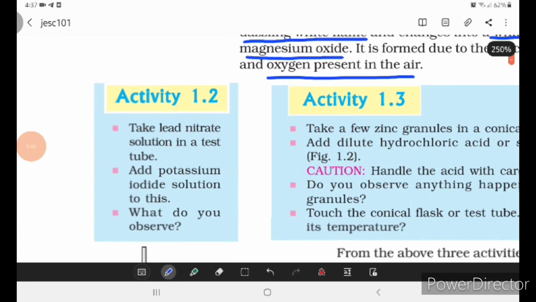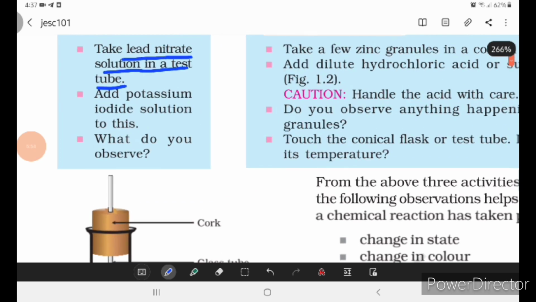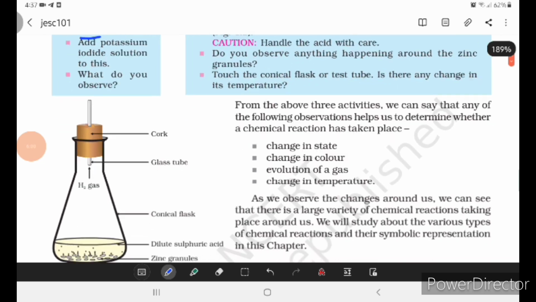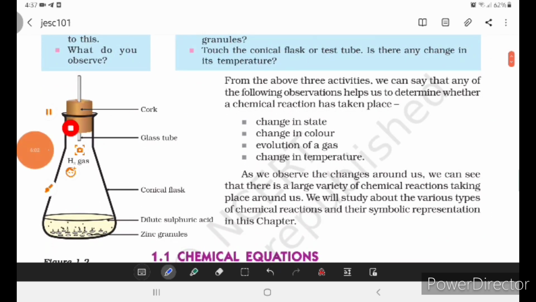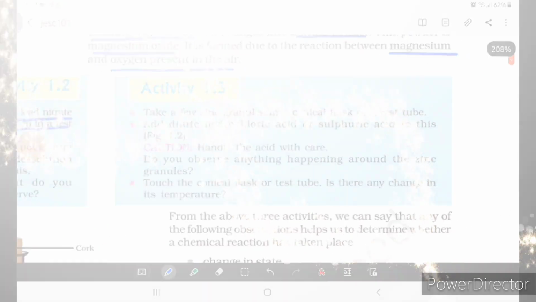Now let's see activity 1.2. Take lead nitrate solution in a test tube. Add potassium iodide solution to this. We need to take lead nitrate and potassium iodide solution, and in this activity 1.2 we can find that a reaction takes place and new products are formed, right? And these new products bring us new change.